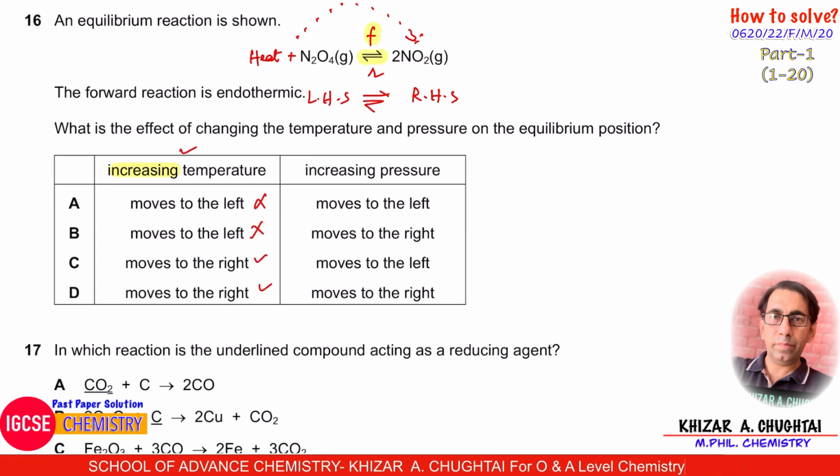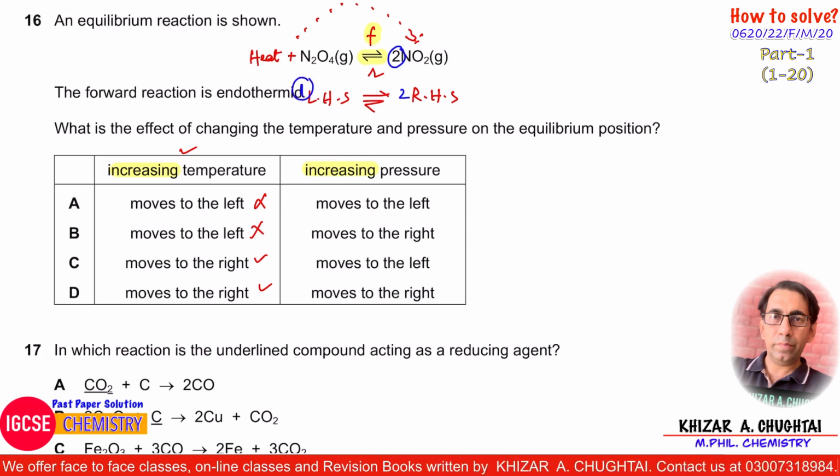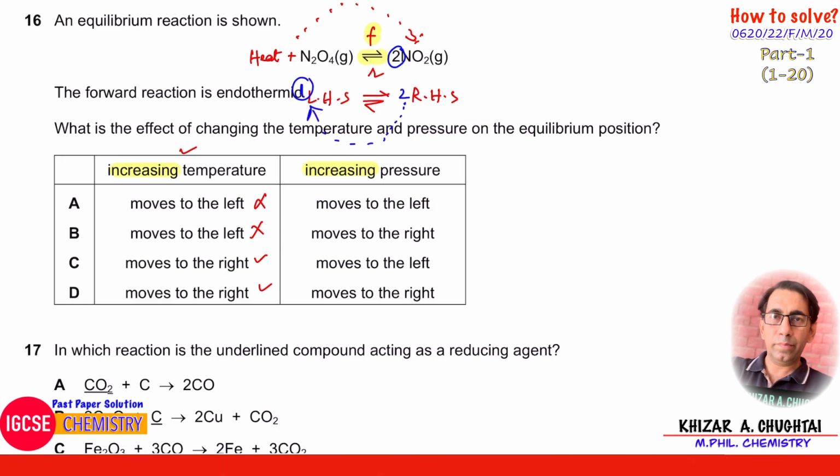Now come towards the effect of pressure. By increasing the pressure, equilibrium will be shifted towards that side where there is a smaller number of moles. You can see that in this case 2 moles are on the right hand side, 1 mole is present on the left hand side. So on increasing pressure, equilibrium will be shifted where there are fewer moles, so it will move towards the left hand side. So overall, by combining the two, C is the correct option.